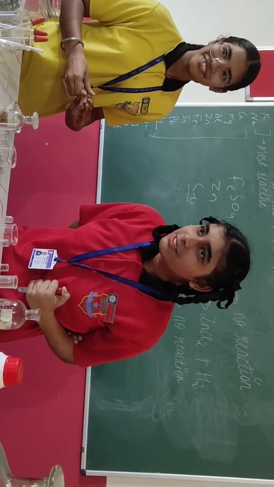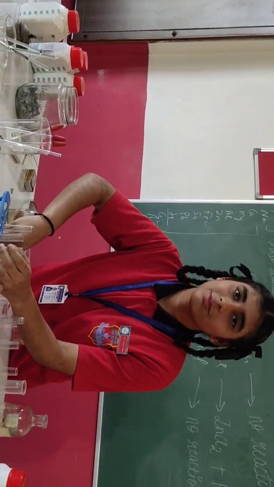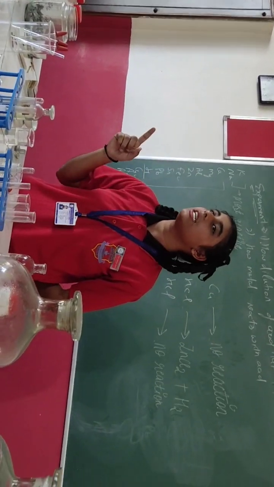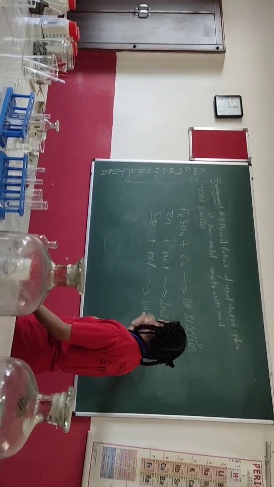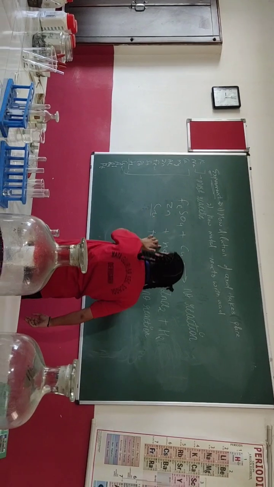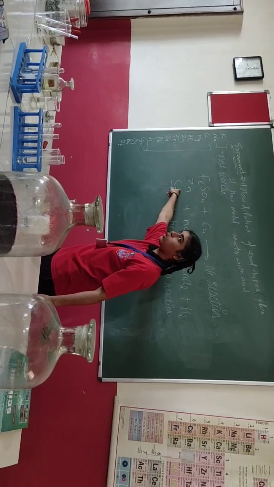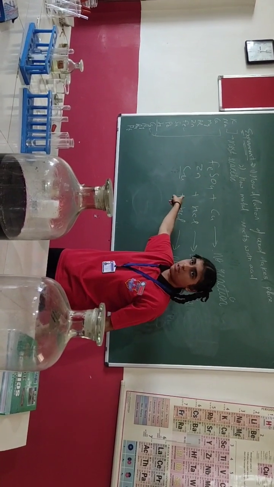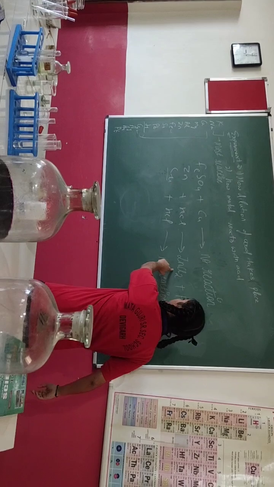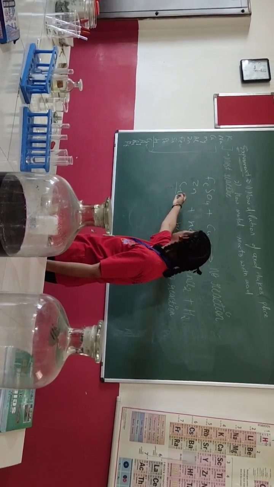Can we perform the experiment with copper also? Excuse me, Akshita, one question is there. What is a displacement reaction? A displacement reaction is a type of reaction where a more reactive element displaces the less reactive element from its salt solution. For example, zinc is more reactive than hydrogen, and HCl contains hydrogen and chlorine. So zinc will displace hydrogen from the chlorine and become zinc chloride, and hydrogen gas will be displaced. In the reactivity series it is clear that zinc is more reactive than hydrogen.